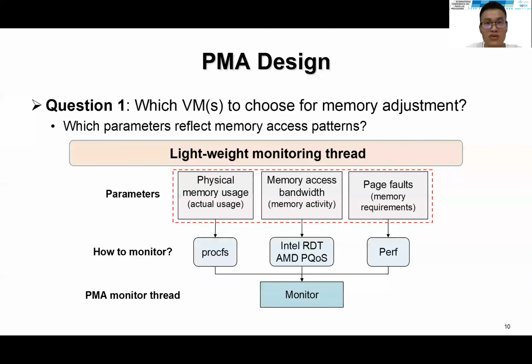Firstly, to select the appropriate target VMs, we need to choose suitable parameters to reflect the memory access patterns accurately. We choose physical memory usage, memory access bandwidth, and page faults as our parameters, mainly because they reflect the amount of allocated physical memory, the intensity of reading and writing, and the degree of memory lacking.